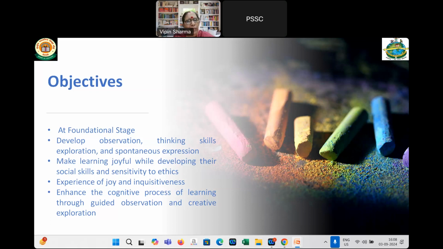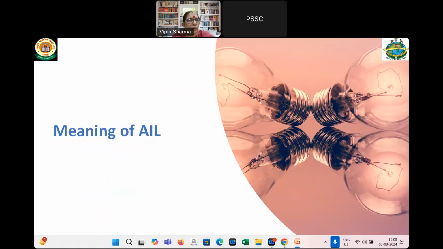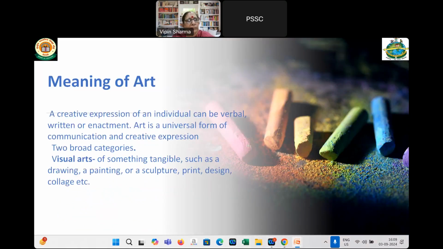Experience of joy and inquisitiveness. Enhance the cognitive process of learning through guided observation and creative exploration. These are the basic excerpts of today's session. Encourage them to be aware of the environment. Meaning of AI. You know, what is art? Very, very important. Art is a creative expression of an individual, can be verbal, written, or enactment. This is very, very important. What is art? Art is a creative expression.